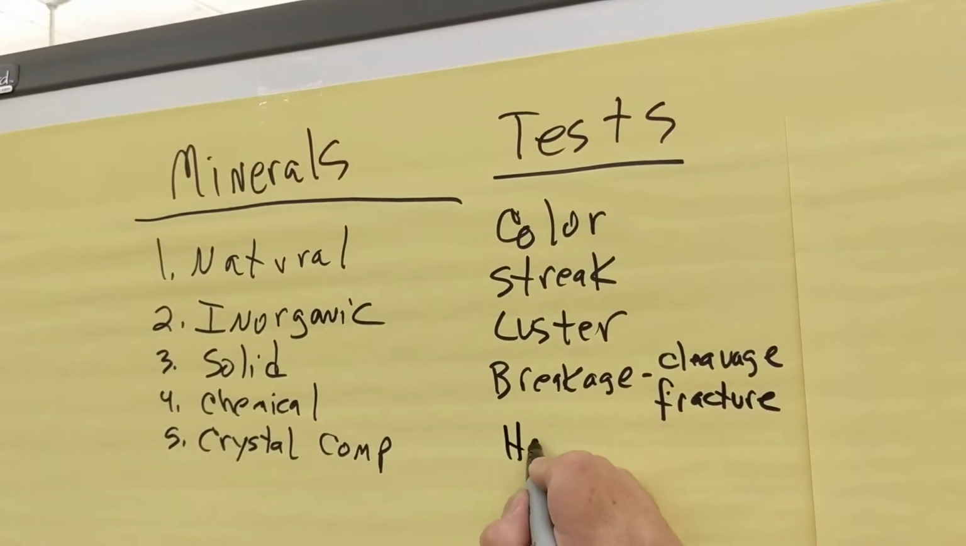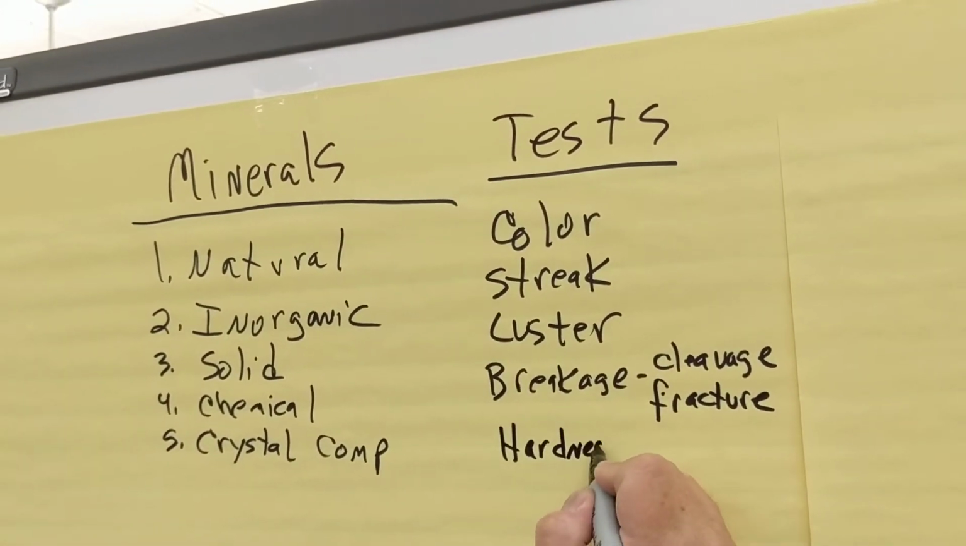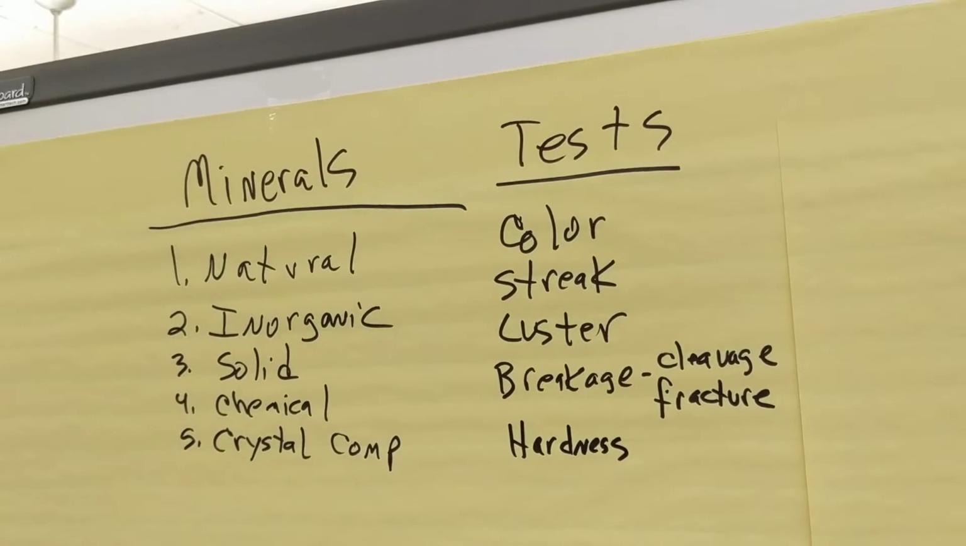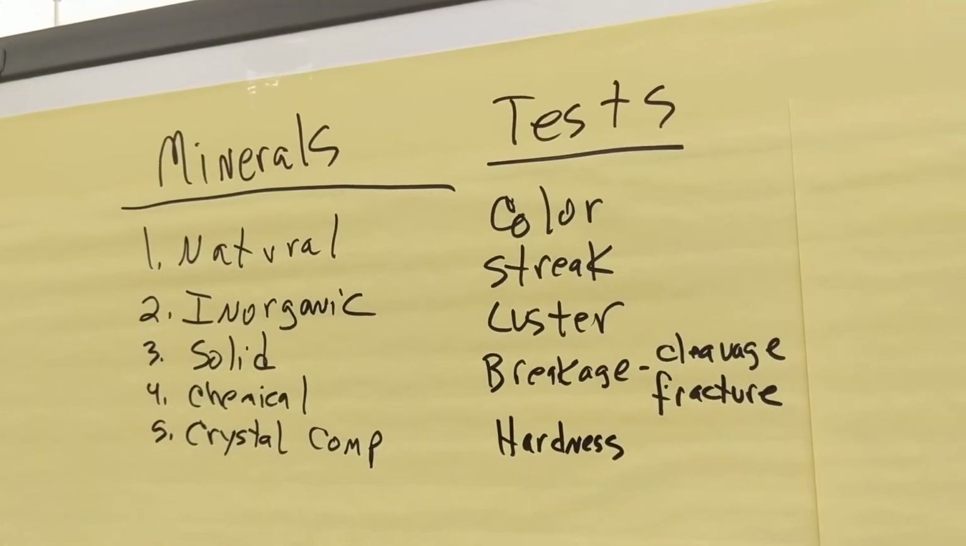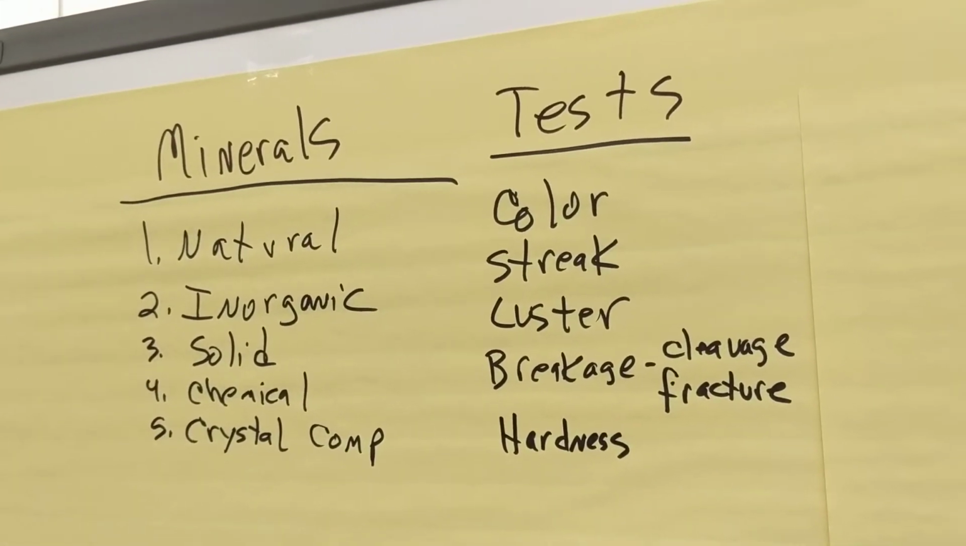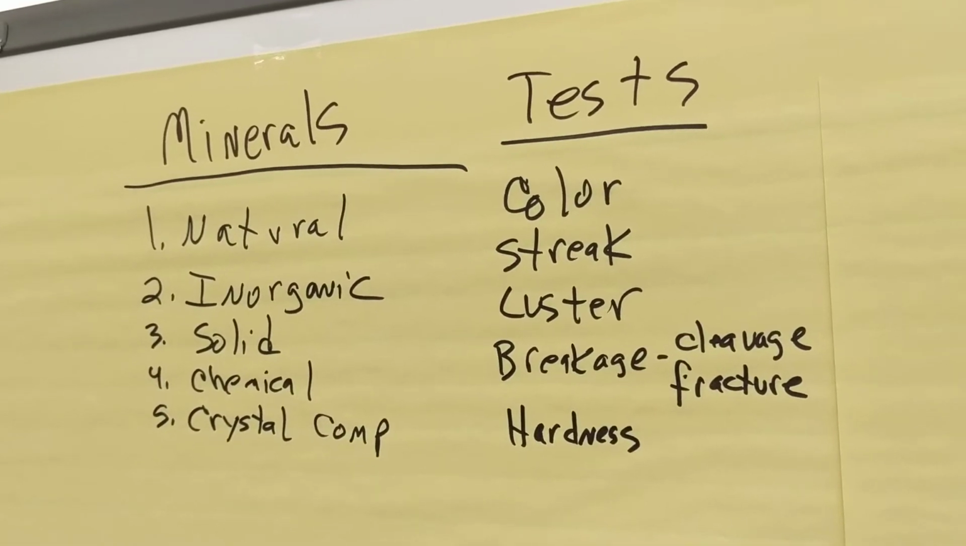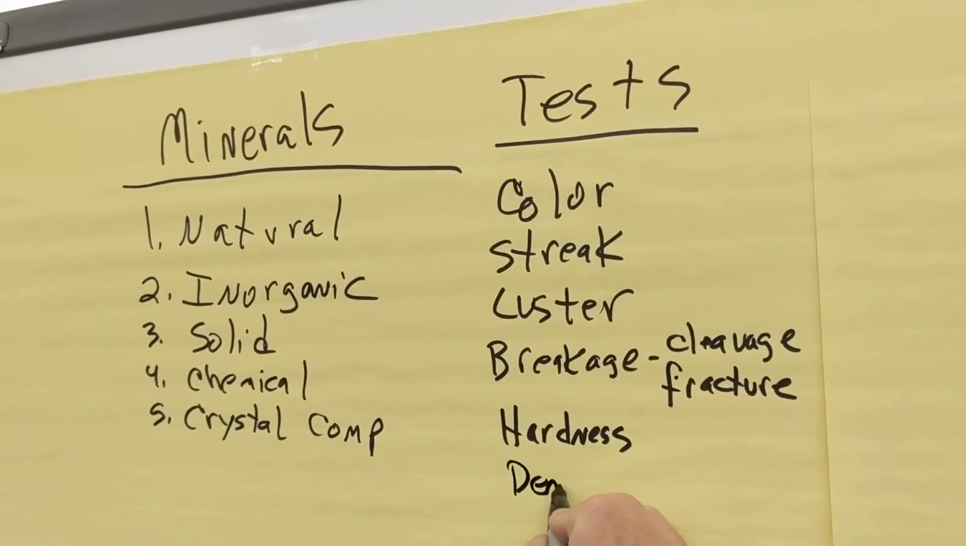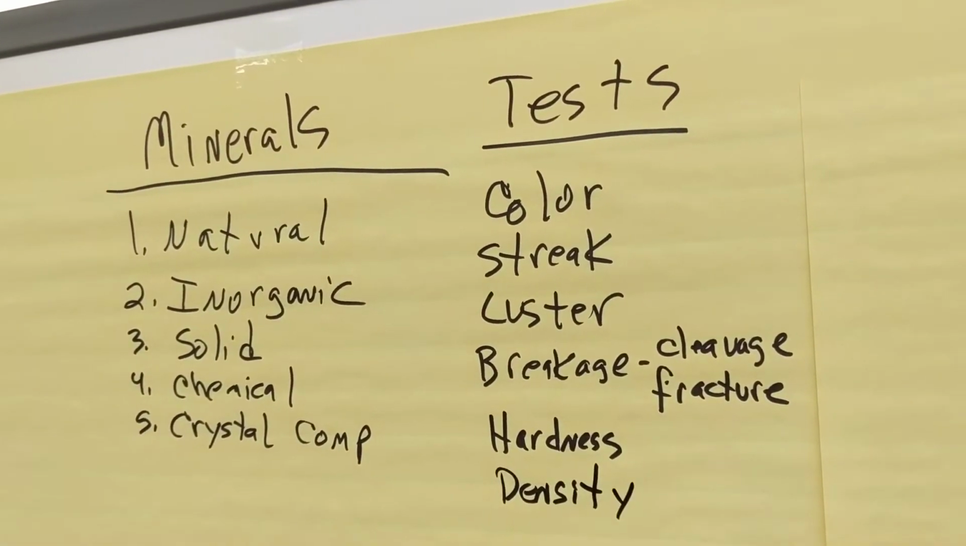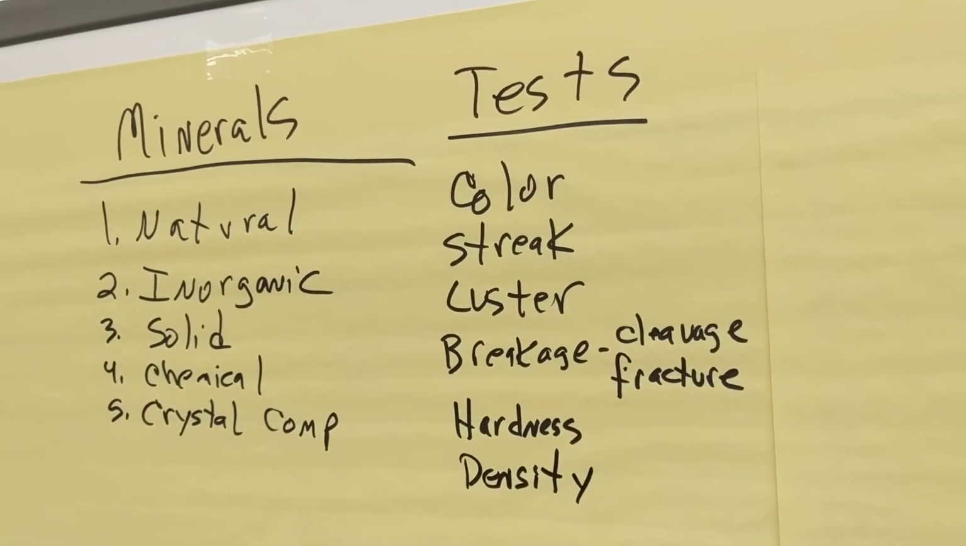Hardness is another test. Diamond is the hardest at a 10. Talc is the softest at a 1. Anything that's harder on the scale can scratch anything lower. Density, which we also call specific gravity, which is mass divided by volume.